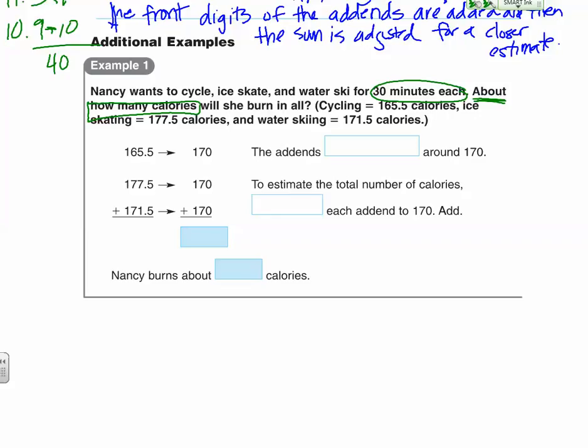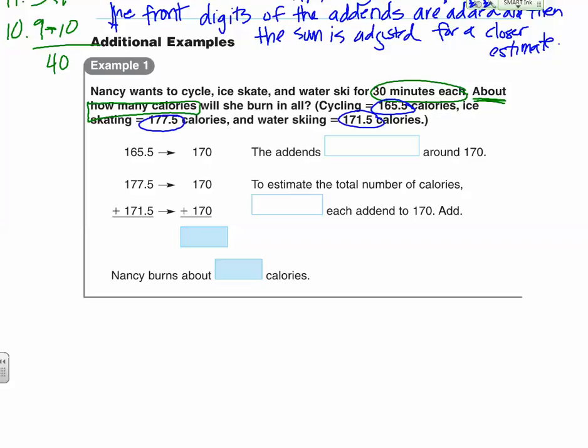And then we have some data. When she cycles, she burns 165 and 5/10 calories. When she ice skates, she burns 177 and 5/10 calories. And when she's water skiing, she burns 171 and 5/10 calories. So I'm going to go ahead and circle all of these important numbers.